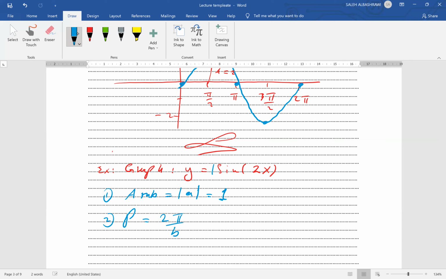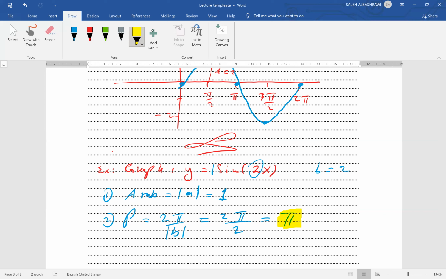Number 2, the period, and we said the period is 2 pi divided by the absolute value of B. In this example, B is the coefficient of x, the angle inside. So B is equal to 2. So it is 2 pi over 2. That will give me pi. Now the period is 1 pi. So the quadrantal angles are not a good choice for this one. They are not 0 or pi over 2 or 3 pi over 2 or 2 pi.